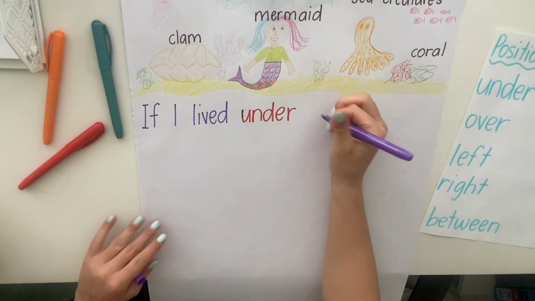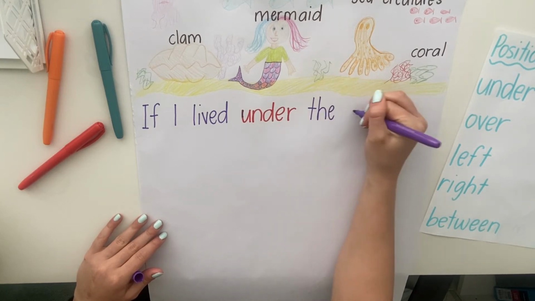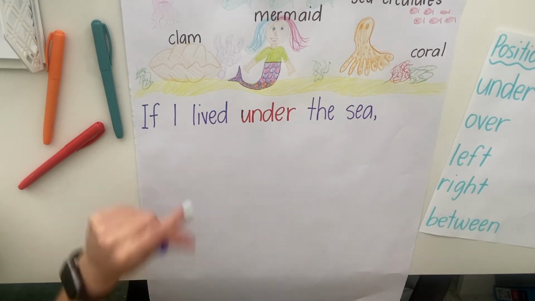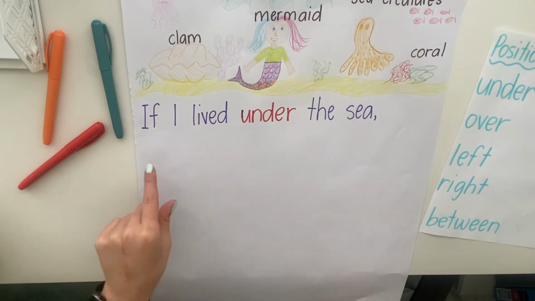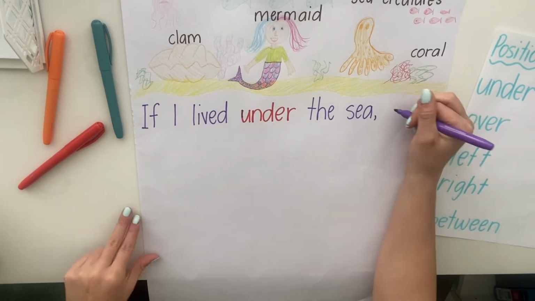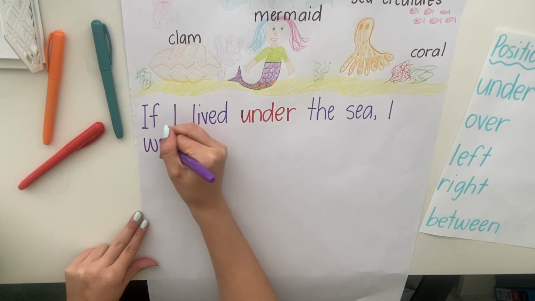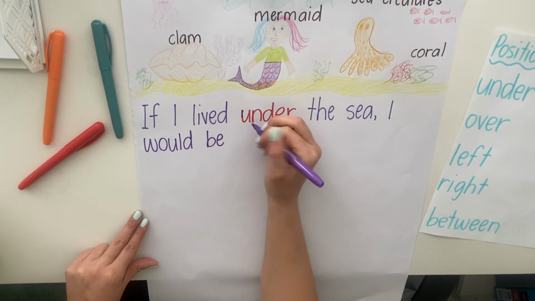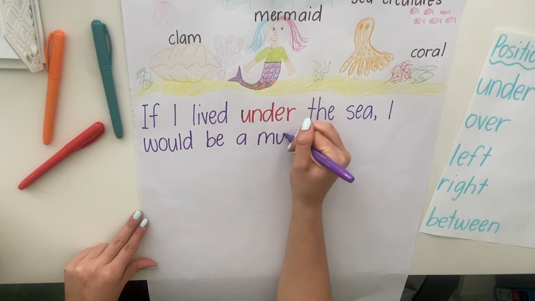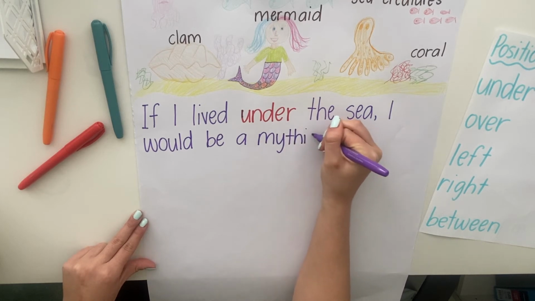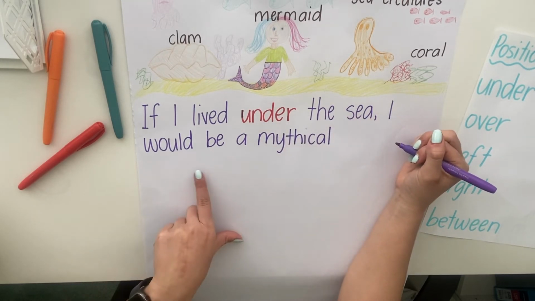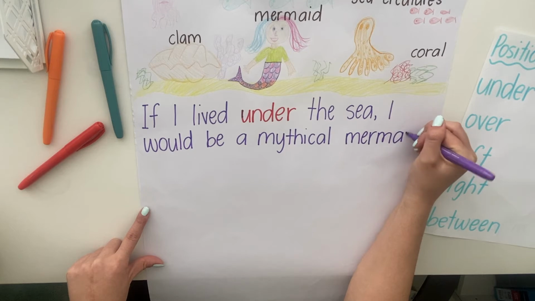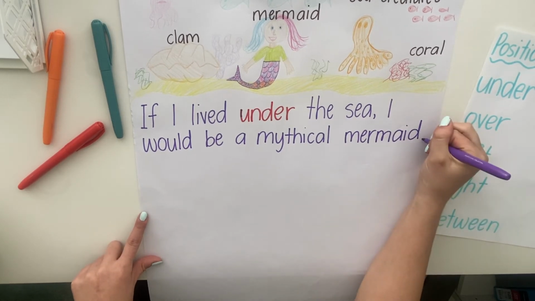Under the sea. Now I'm using a comma because I'm joining two ideas together. I'm having a short break, two ideas. If I lived under the sea, I would be a mythical... Oh, what an interesting word. We're thinking about our purpose and our audience and using interesting words. A mythical mermaid. End of my sentence, so I need a full stop.